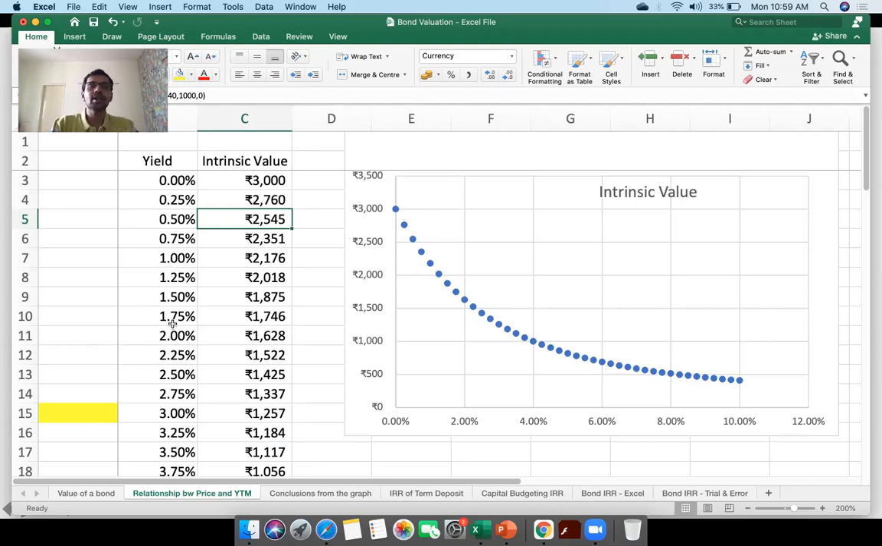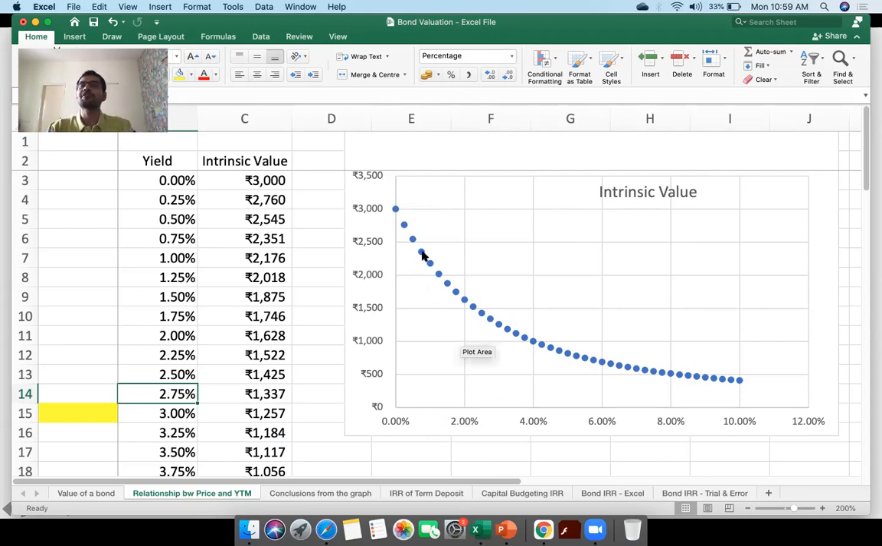All right, yield over here has kept changing randomly. Yield is not dependent on anything, right? So yield in reality is actually dependent on external factors, but over here when we are reading the relationship between price and yield, what we are saying is yield is just randomly changing by 0.25%. Okay, so intrinsic value is the dependent variable and the yield is the independent variable. Intrinsic value is being plotted on the y-axis and the independent variable, which is yield, is being plotted on the x-axis.